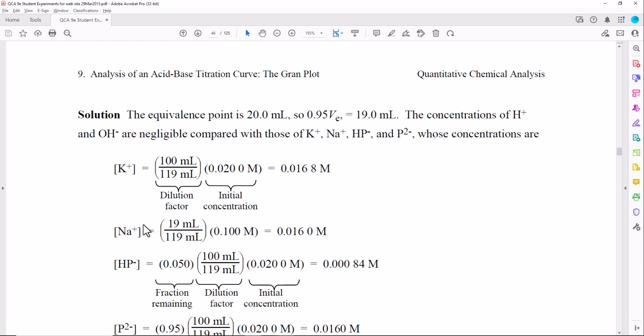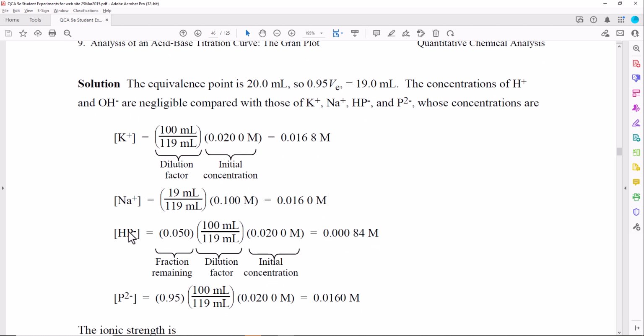How do we figure out the concentration of Na plus? It's the same kind of idea. Basically, we've diluted that sodium hydroxide. So we start off with that initial sodium hydroxide. We've only taken a small amount of that, 19 milliliters, right? That's the 0.95 VE. For us, that's different, remember? And we're going to divide that by the total volume. So again, that's a dilution factor. So we've diluted that 19 milliliters down by making a total solution that has 119 milliliters of volume. And so that gets us the 0.1. We multiply by the concentration of our titrant, the sodium hydroxide, which is 0.1 molar. And that's how we'll get the concentration of sodium.